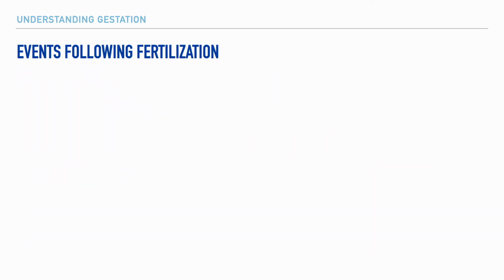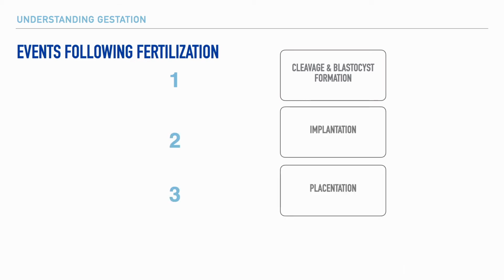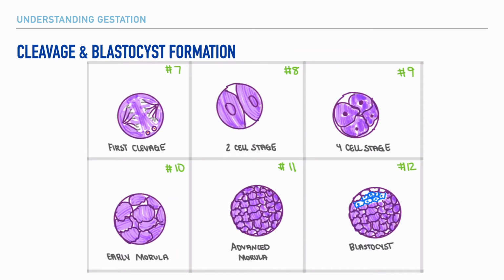Now, what I'd like to do is provide you a numbered list of events that follow fertilization, and they include cleavage and blastocyst formation, implantation, placentation, and embryogenesis. We'll delve into each of these components within this video. So first up is cleavage and blastocyst formation. Before proceeding further, I'd like to encourage you to view or review the video titled Understanding Fertilization, because it reviews steps 1 through 6, setting the foundation for what we'll talk about here.